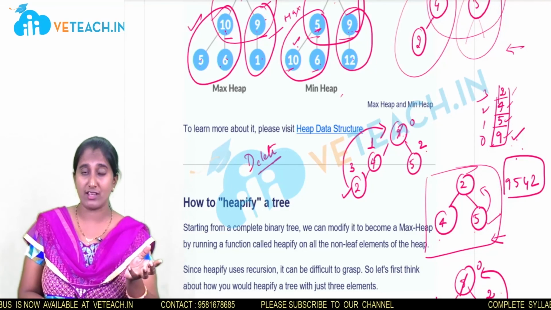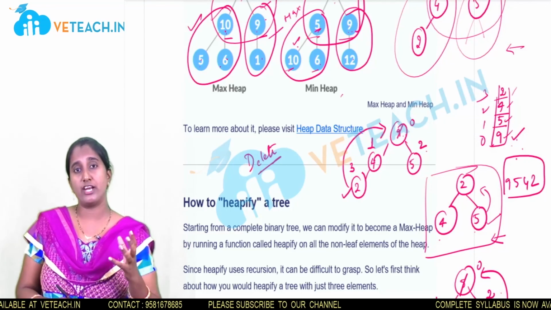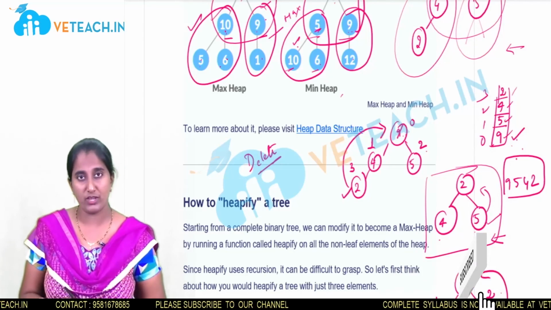If it is not satisfying the heap property, swap with the respective element. Delete all the nodes in the tree until the tree is empty. This is how heap sort works.